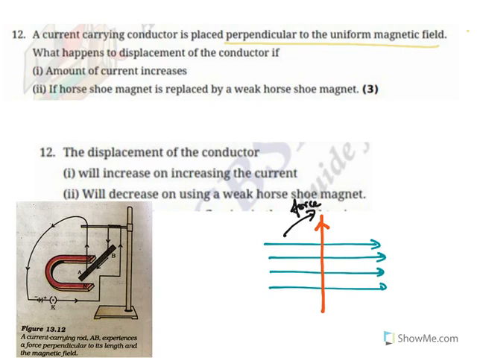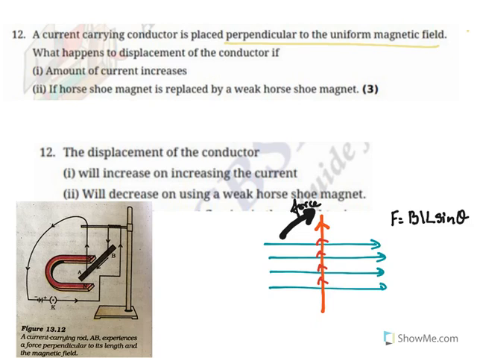It is pushed, it is displaced. And if you recollect, this force is given as BIL sin theta. Means if the current increases, the force also increases. If the magnetic field becomes stronger, the force also increases.